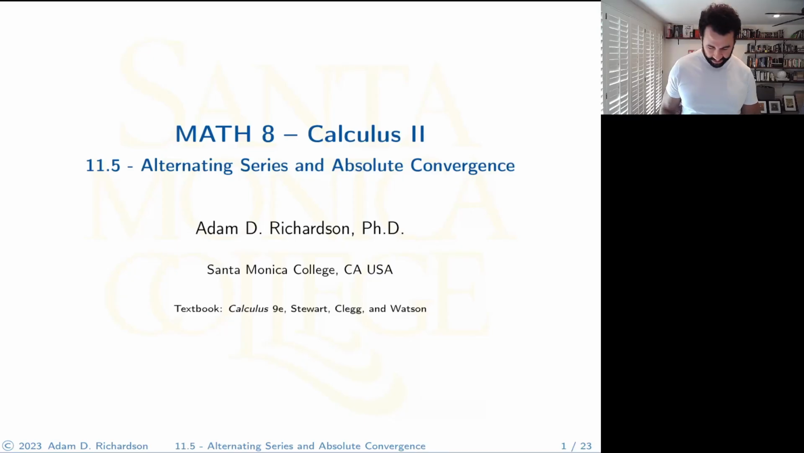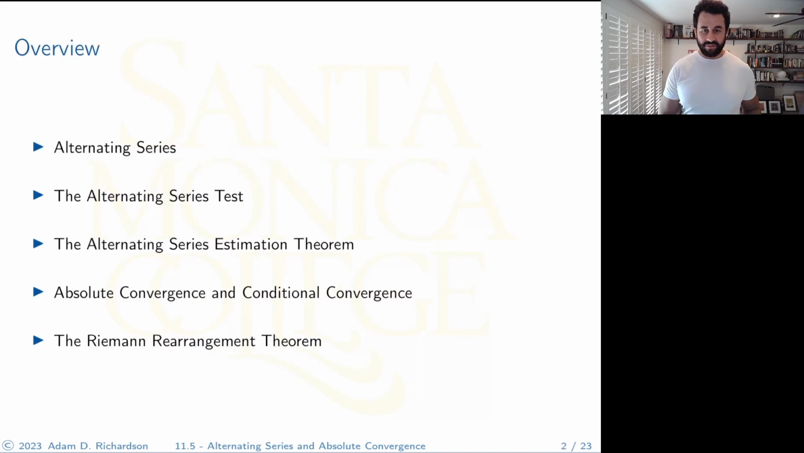Okay, all right, there we go. So this is section 11.5. Here's the overview. We're just going to get a definition of alternating series to begin. Then we'll talk about the alternating series test and the alternating series estimation theorem. Then we'll get to absolute versus conditional convergence, and then we'll finish up with the Riemann rearrangement theorem.